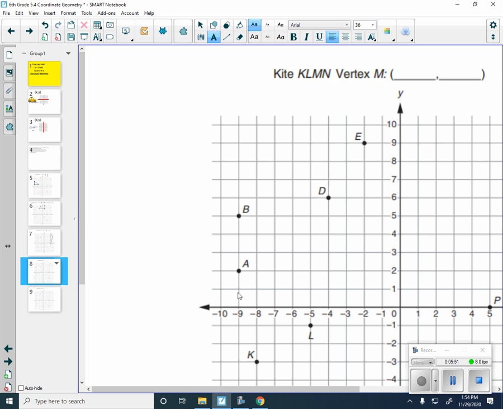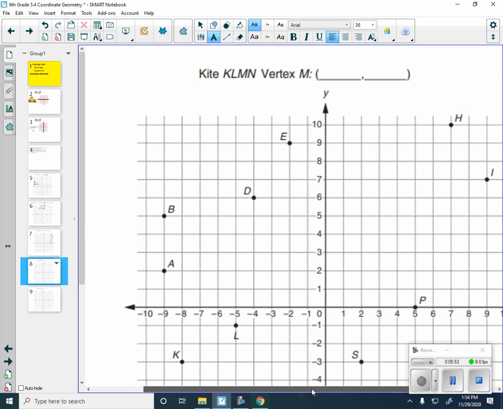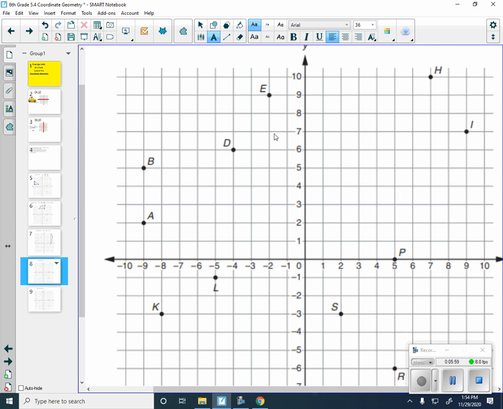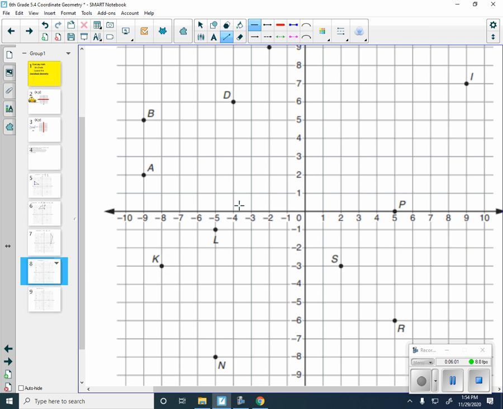Next one, I need a kite. We all know what a kite looks like. We like flying those, okay? So I have KLMN. KL, I need an M over here, N. So I'm going to connect what I have right away. And once again, kids, you're going to be doing the same exact thing in your workbook. So keep that in mind.